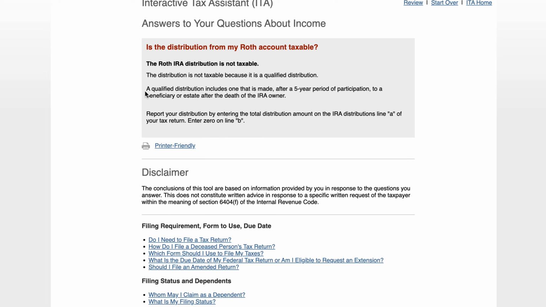So when they talk about the second 5-year rule, if you do Roth conversions each year, each Roth conversion has to be in that account for at least 5 years before you can withdraw it. So that is the second Roth 5-year rule.